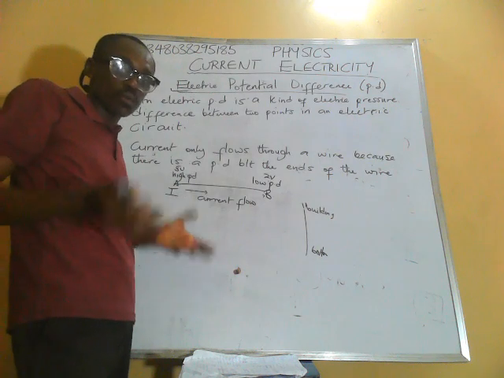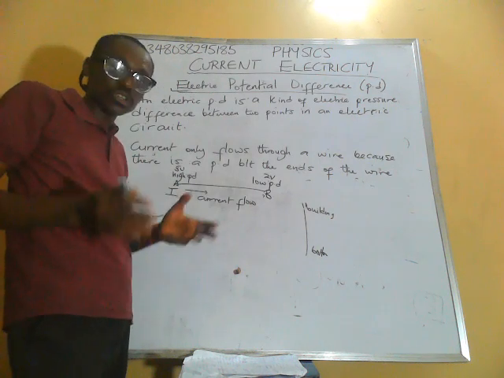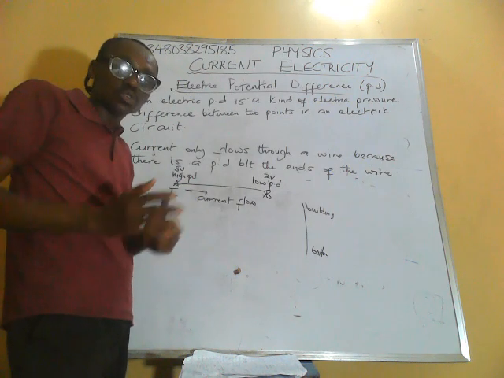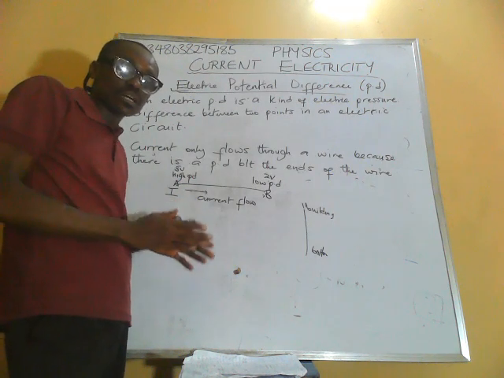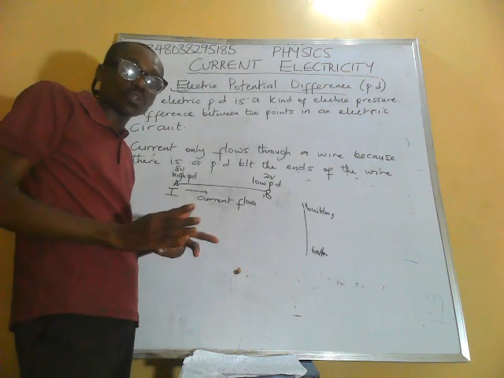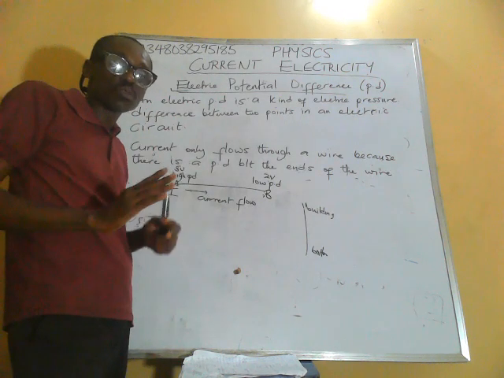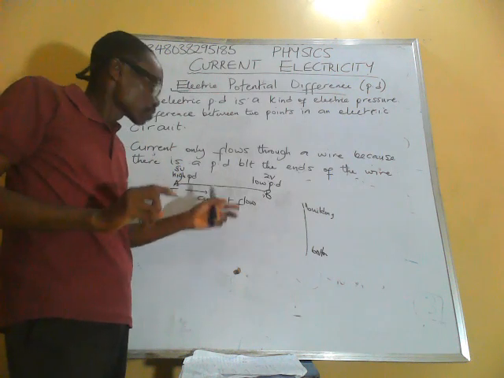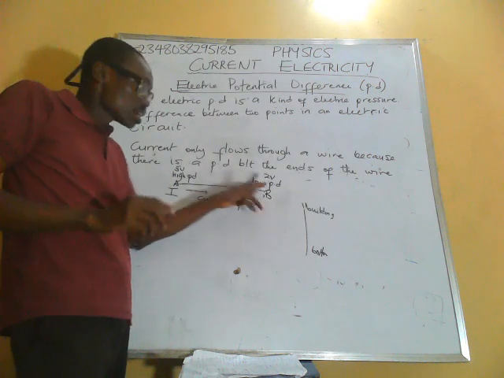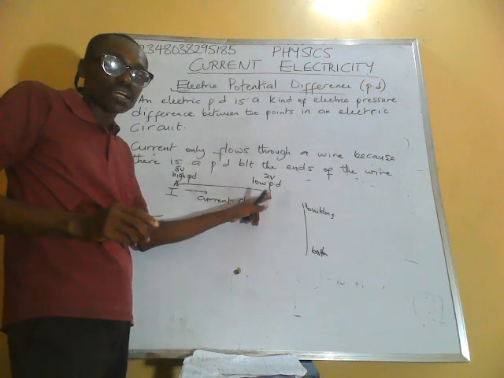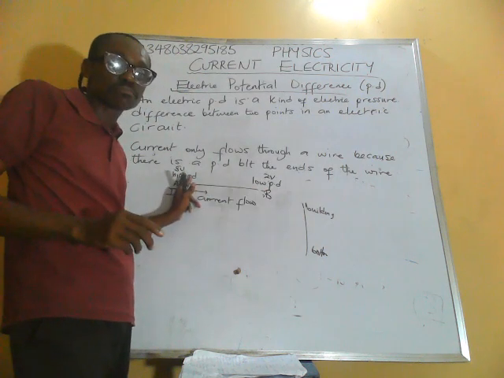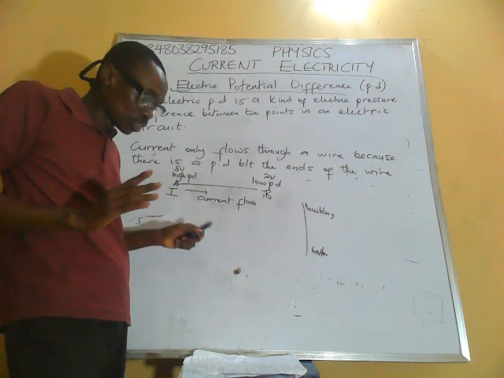So water flows due to a pressure difference between 2 points in a pipe. Current flows due to a potential difference between 2 points in a conductor, in a wire, in any conductor. That is the reason why current flows. If this point and this point are at the same potential, current is not going to flow. If this point is at the higher potential, current will not flow from here to here. Rather, it can flow from here to here. So I hope you've taken notes.